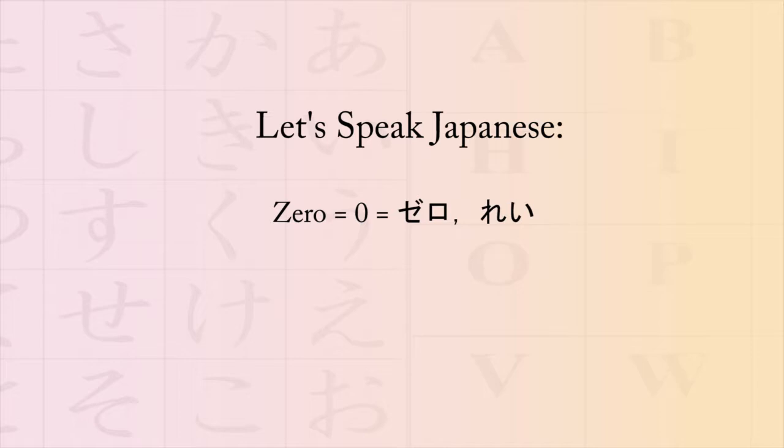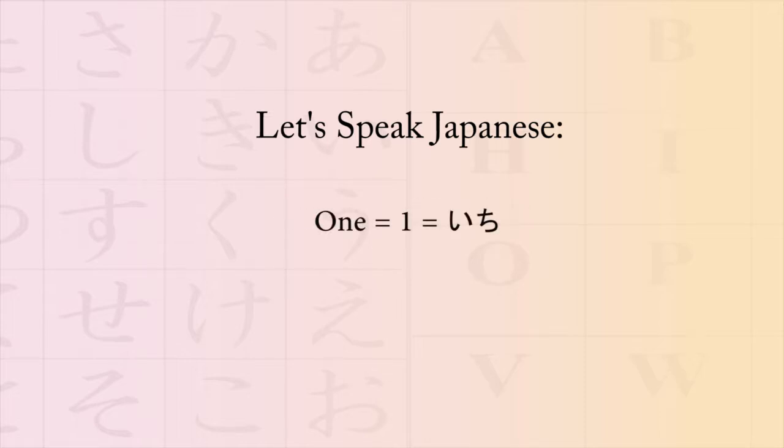Now the other pronunciation of zero in Japanese is rei, and it uses the two letters re and i. So if you put it together you get rei, or faster rei. So the two pronunciations of zero in Japanese are the word zero and the word rei.